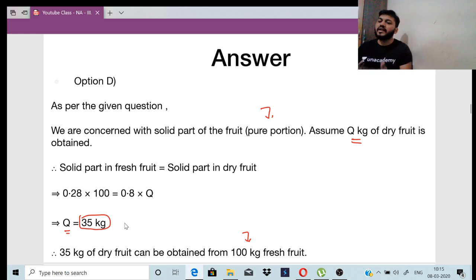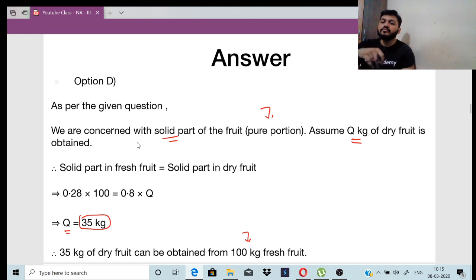Why will you take the water content? Why will you take the water content in fresh fruit and dry fruit, Vishnu? We are concerned with the solid part of the fruit. The liquid part means water. I am concerned with only the solid part of the fruit. I'm not concerned with the water part. How much solid part is in fresh and how much in dry, that is what I need to find out. So I'm not going by the water content.